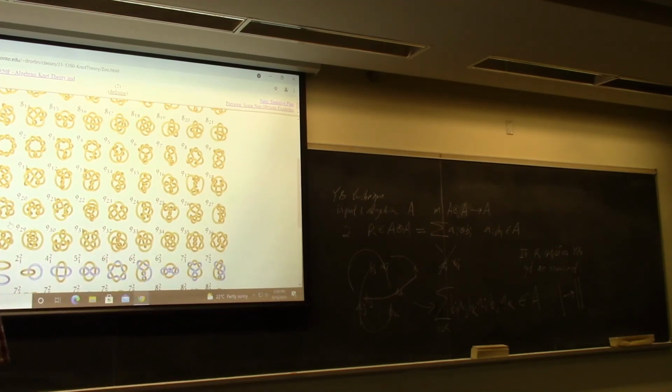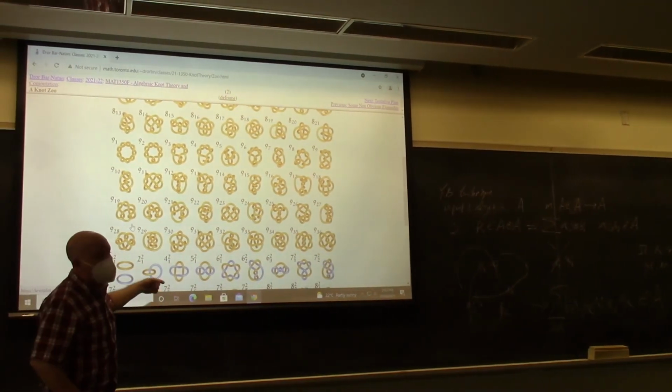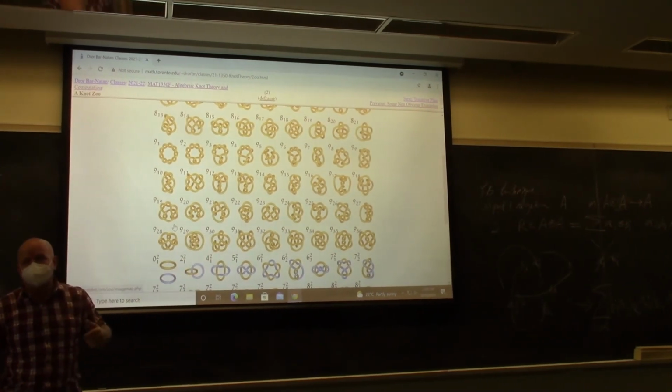And I'm already 9 seconds late, so I'll stop. Next time I'll construct the first strong knot invariant, the easiest strong knot invariant, the Jones polynomial.